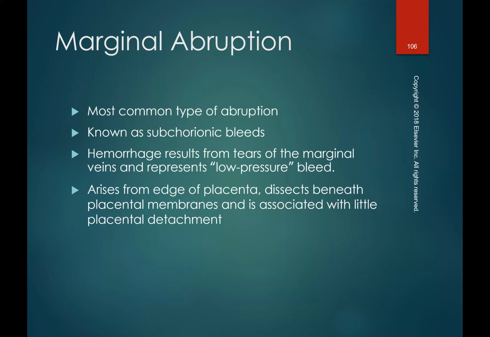You can also have marginal abruptions. Those are the most common types. They're known as subchorionic bleeds. They're pressure bleeds. Sometimes the mom has a little bit of pain and bleeding, but they usually arise from the edge of the placenta instead. And so they're not as life threatening, basically.